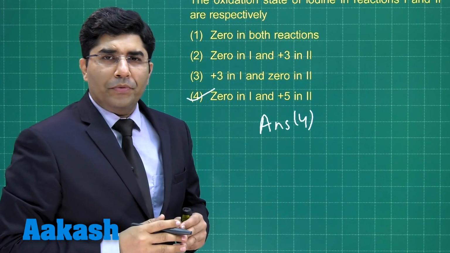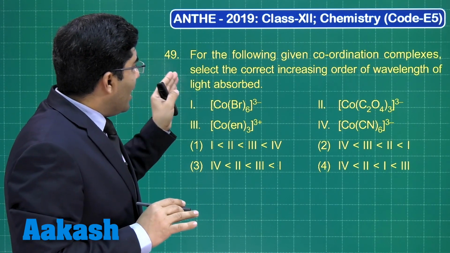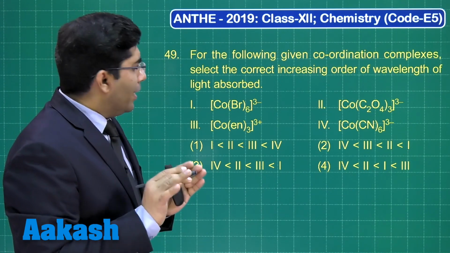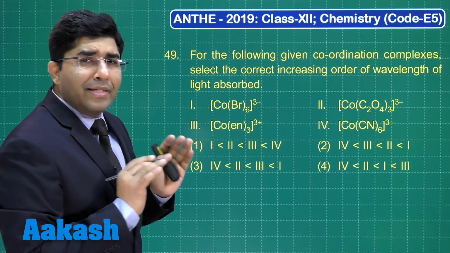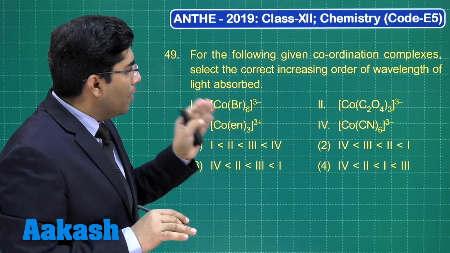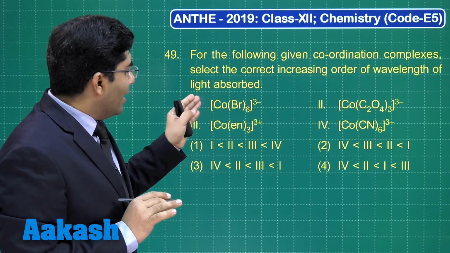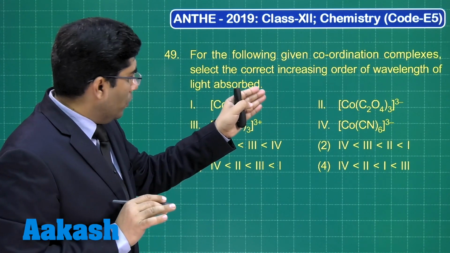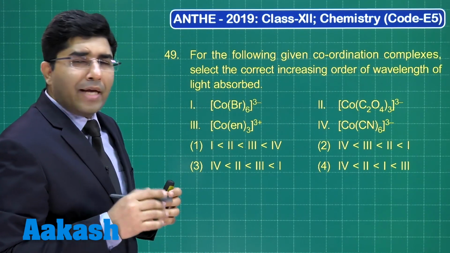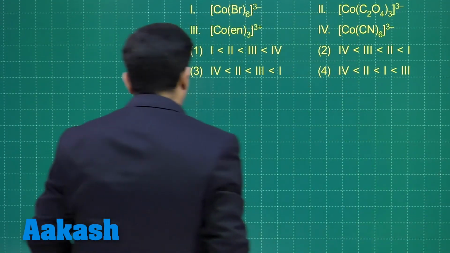Let's solve the next question. Now in this question he is asking, for the following given coordination complexes, select the correct increasing order of the wavelength of the light absorbed. 4 different complex ions are given to us and all of them are having cobalt 3+ as central metal ion, right? But the ligands are different. In the first one, ligand is bromido, second is oxalato, third is ethylenediamine, and fourth is cyanido, right? Now how to approach this question?